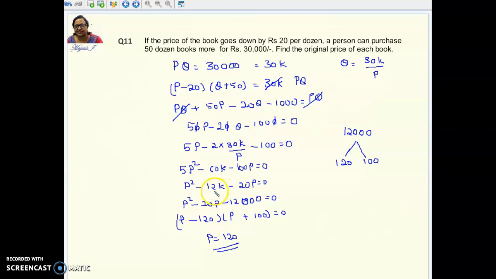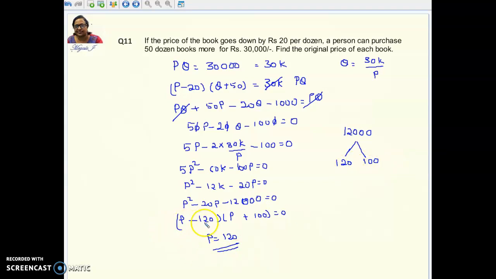K is nothing but 1000, so 12,000, and then bring this one in the middle and bring this constant up to the other side. So finally you have this quadratic equation as P square minus 20P minus 12,000 equal to 0. Then take this 12,000 here and find the factors of this in such a way that, because there is a negative sign here, you have to have the difference of the two factors, whatever you are taking as a middle value, that is the coefficient of P. So you have 20 here, so I'm just directly writing 120 into 100, where the difference gives me 20. So the two factors which you're going to take are 120 and 100.